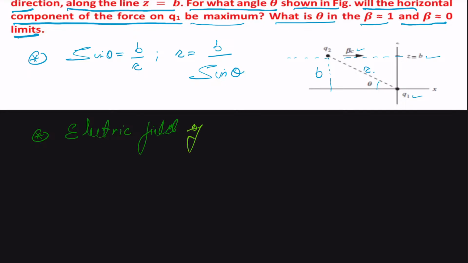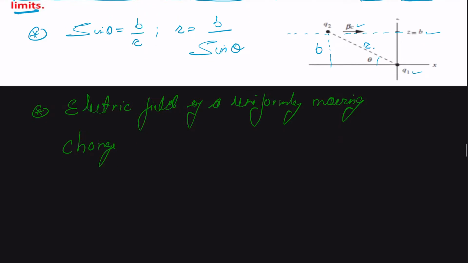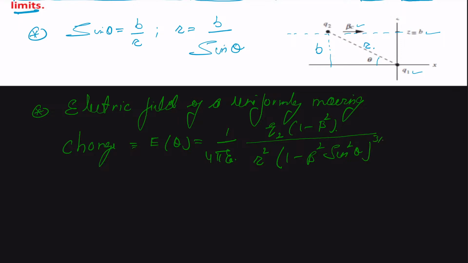Electric field of a uniformly moving charge, at a constant velocity which is given as beta c, and we can say the electric field at an angle of theta will be equal to 1 upon 4 pi epsilon naught, and we have the charge which is moving, that is our Q2, times 1 minus beta square, and the distance between the two charges, and it comes as 1 minus beta square sine square theta, and whole raised to power 3 by 2.